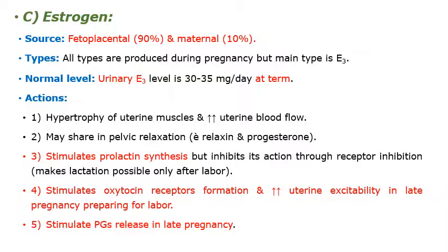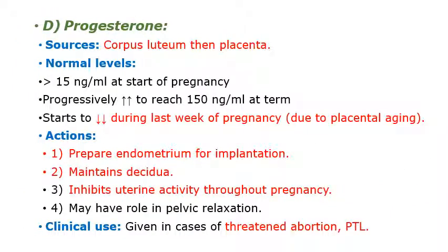Progesterone is secreted from the corpus luteum, then after that from the placenta. Its normal level is more than 15 nanograms per milliliter at the start, and then it progressively increases till 150 nanograms per milliliter at term. Then it decreases in the last week of pregnancy, maybe due to placental aging, and this is the main theory for starting labor pain.